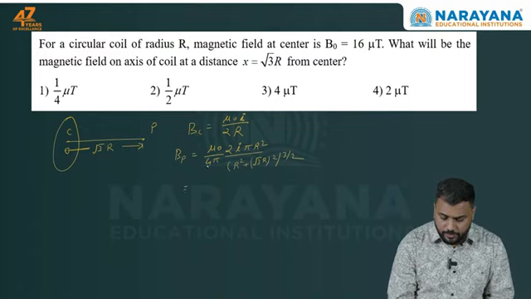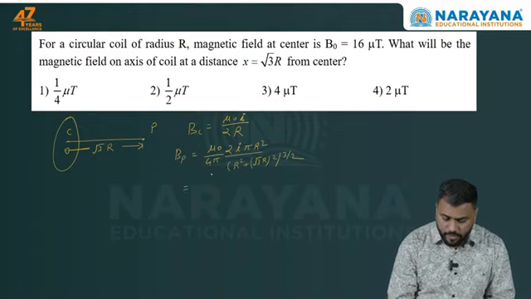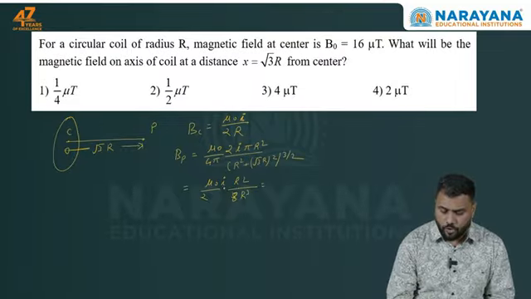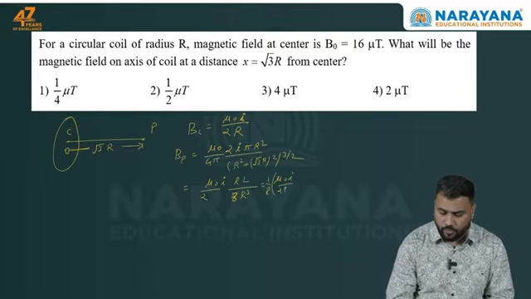So we can see in this expression, this 2 will get cancelled, and there is a pi in the numerator which is getting cancelled. So mu naught by 2 I, there is an r square in the numerator, and in the denominator if we solve, this is 2 cube, that is 8 r cube. So this is nothing but 1/8 of mu naught I by 2r.